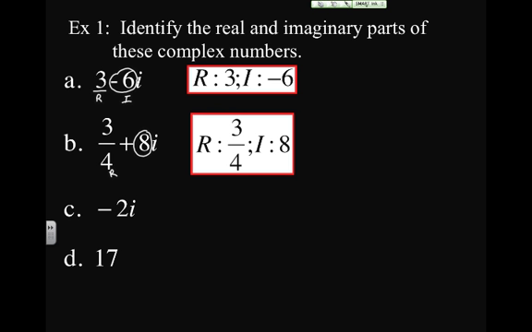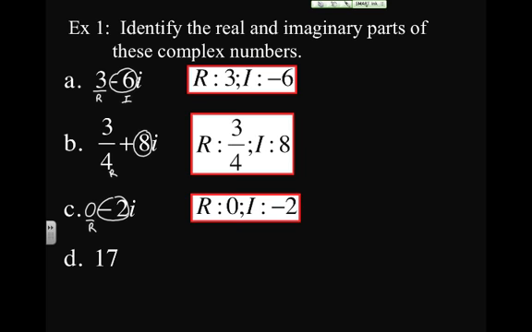Now part C is a little bit different. Notice it doesn't look like there is a real part. Well, there actually is a real part. It's 0. So we've got 0 for the real part, and then our imaginary part again is the stuff in front of the i, so that's a -2. Part D, with 17 there's no i, but again, we can think of this when we're dealing with complex numbers. The real part is 17 in this case, and the imaginary part will be 0. So the a value or the b value, either one of those can be 0 when we talk about complex numbers.